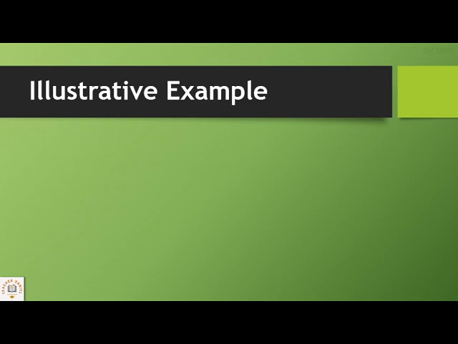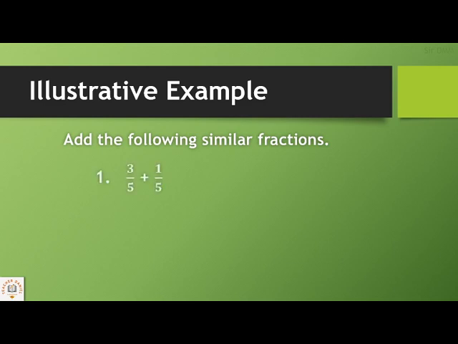Let's have an illustrative example. Add the following similar fractions. Number 1, 3 fifths plus 1 fifth. As you can see, they have the same denominators. So, just copy the denominator, which is 5, then add the numerators. 3 plus 1, that is 4. So, the answer is 4 fifths.